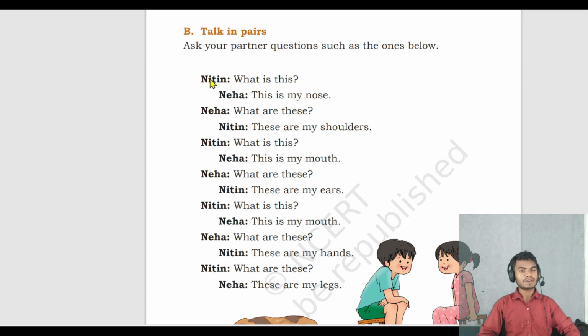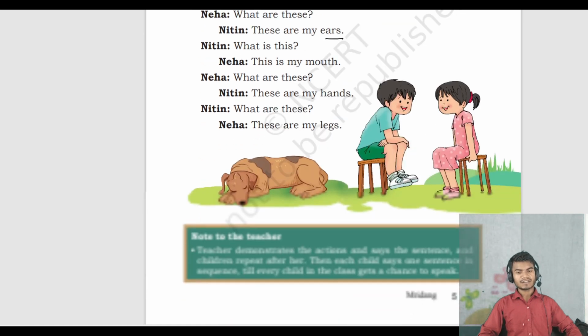B. Talk in pairs. Ask your partner questions such as the ones below. Nitin, what is this? Neha, this is my nose. Neha, what are these? Nitin, these are my shoulders. Nitin, what is this? Neha, this is my mouth. Neha, what are these? Nitin, these are my ears. Nitin, what is this? Neha, this is my mouth. Neha, what are these? Nitin, these are my hands. Nitin, what are these? Neha, these are my legs.